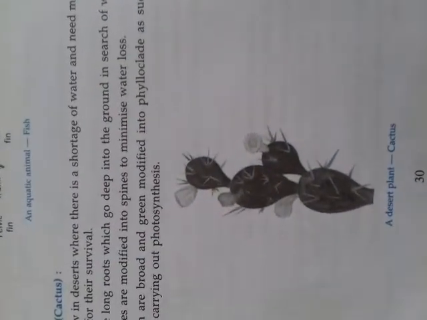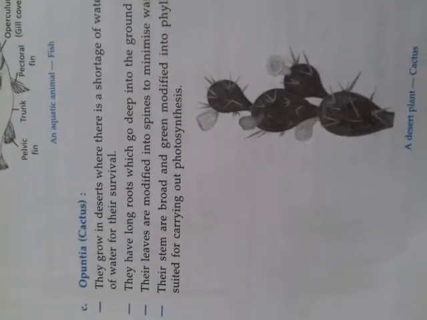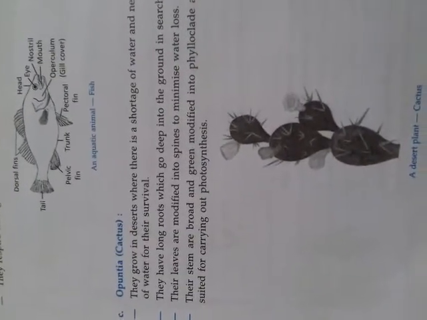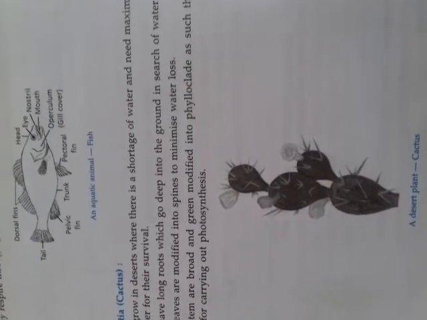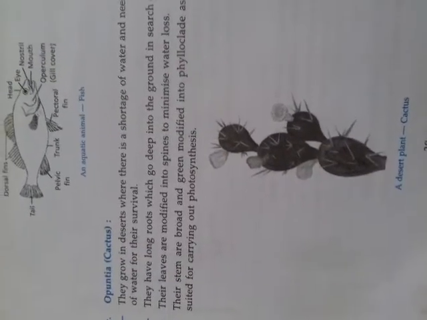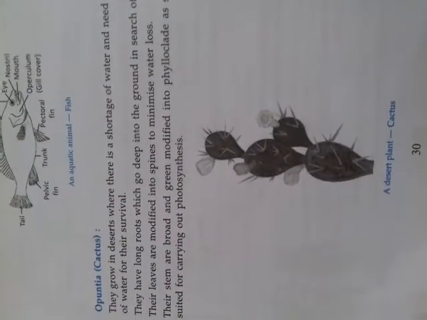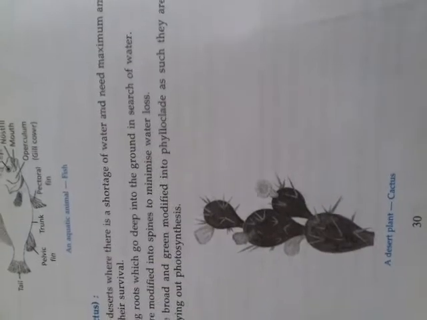So you have to write about this plant, and I'll show you the exact Opuntia plant. It is like this. You can see here, this is the Opuntia plant, and these are the characteristics. They grow in deserts with a shortage of water and need a maximum of water for their survival. They have long roots and go deep in search of water. Their leaves are modified into spines to minimize water loss. Their stems are broad and green, modified into phylloclad. As such, they are well suited for carrying out photosynthesis.